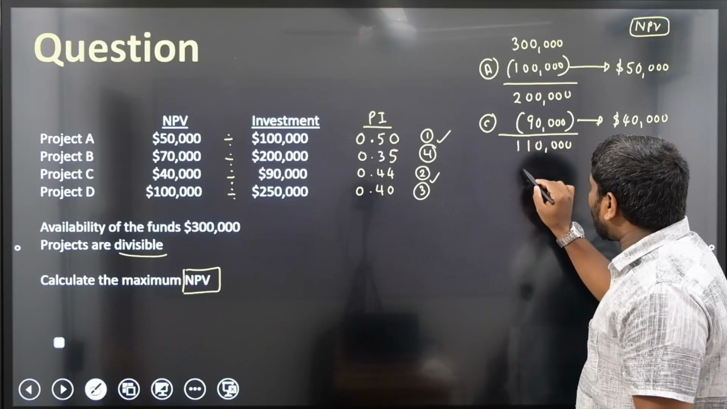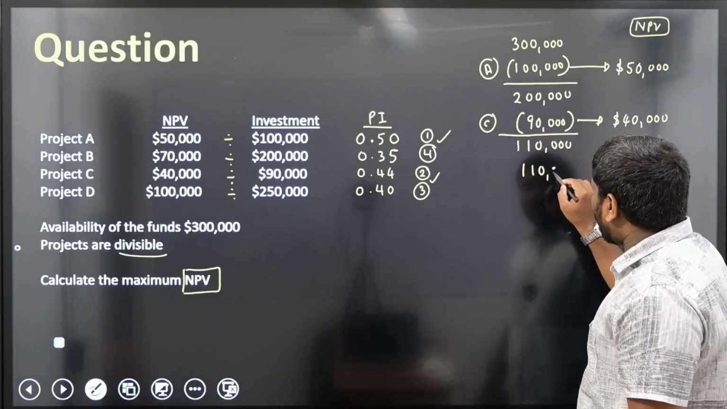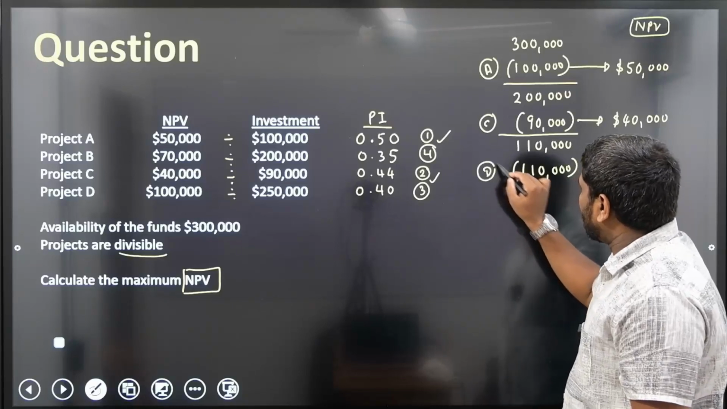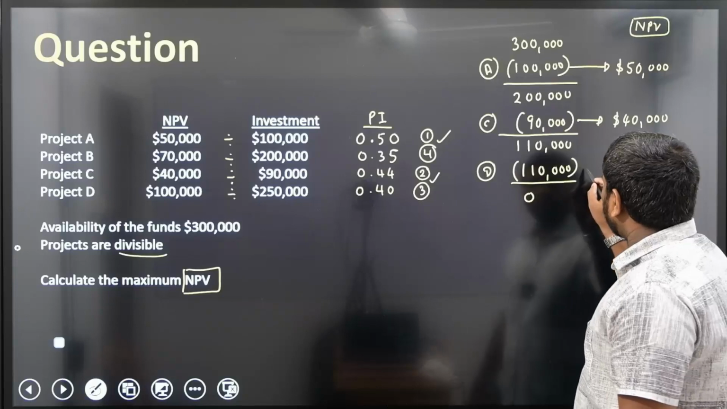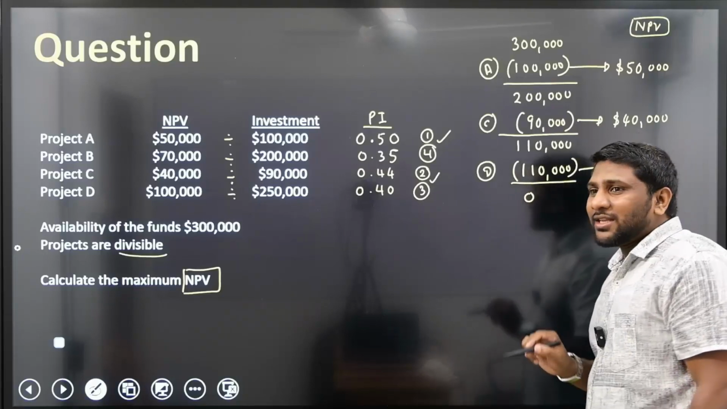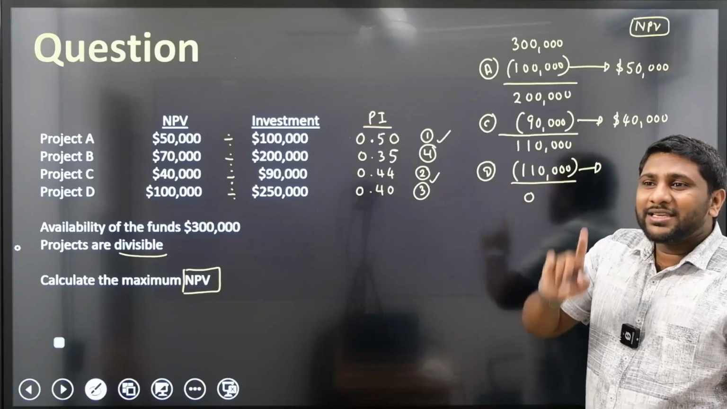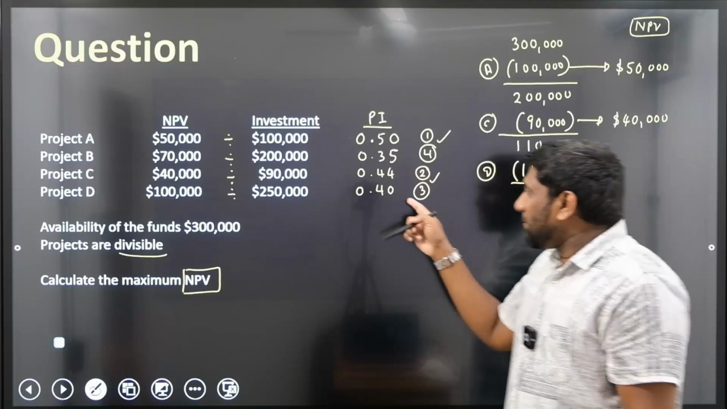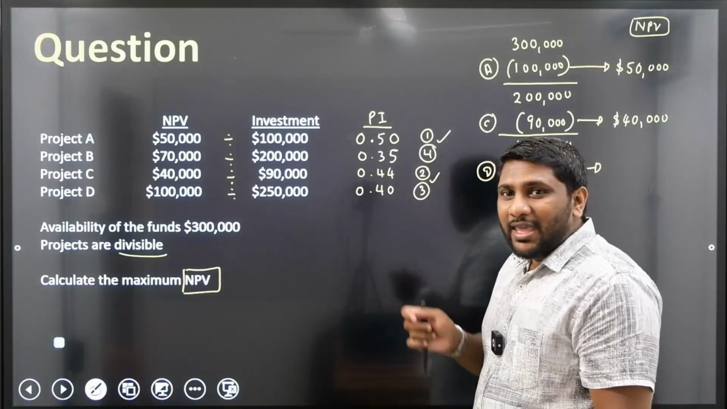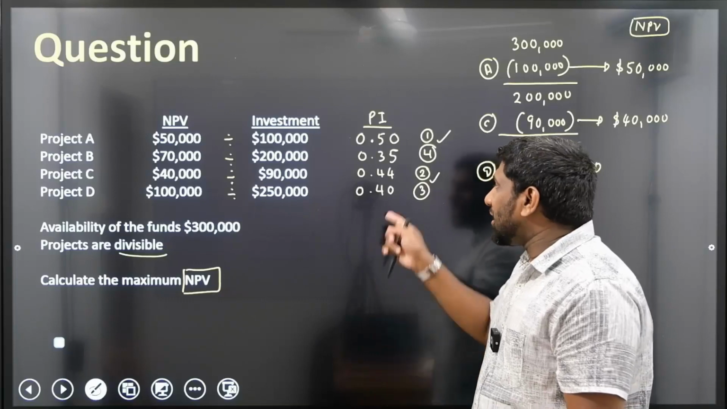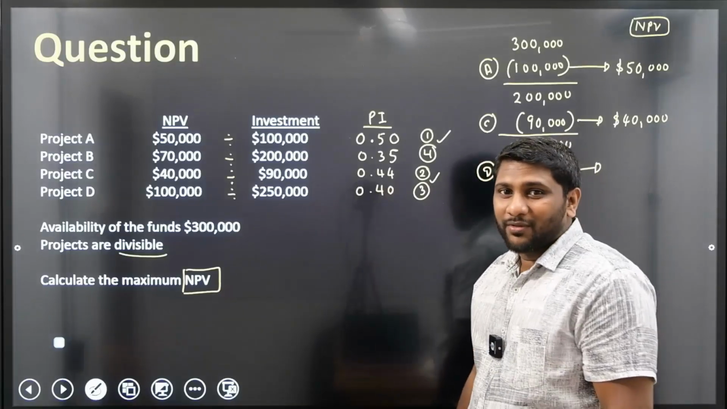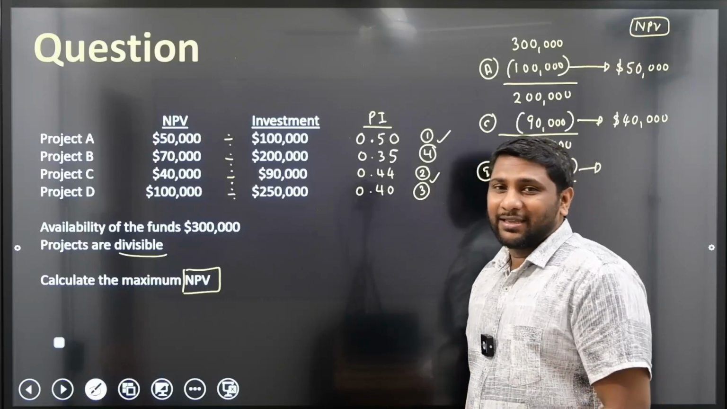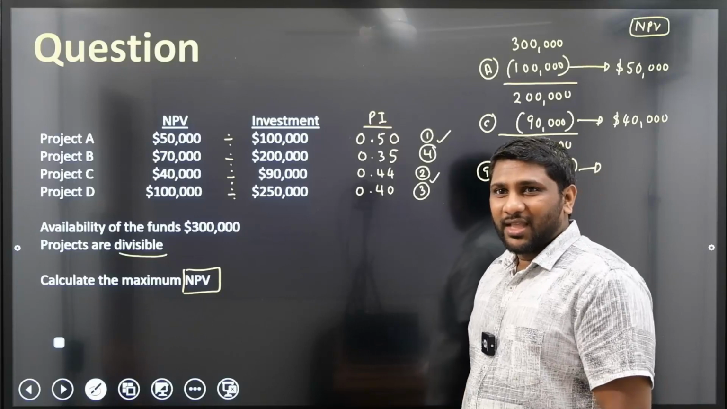I have only 110,000. So let's invest that 110,000 in the project D. So my money is over. The 110,000 that I am investing, how much NPV it will generate me? What is the meaning of this 0.40? Each and every dollar that I am investing, it will generate me an NPV of 0.40. Then $2, 0.8. $3, 1.2.